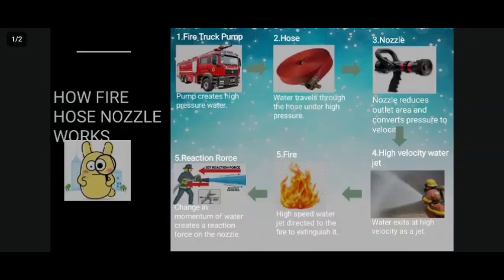Now I will explain how a fire hose nozzle works. First, water is pumped from the fire truck into the fire hose. The water then travels through the hose under high pressure. When the water reaches the nozzle, the outlet area becomes smaller. Due to the reduction in area, the water velocity increases significantly. The high-speed water exits the nozzle as a powerful jet and is directed toward the fire. As the water accelerates and changes momentum, a reaction force is generated on the nozzle. This is why firefighters need to hold the nozzle firmly during operation.